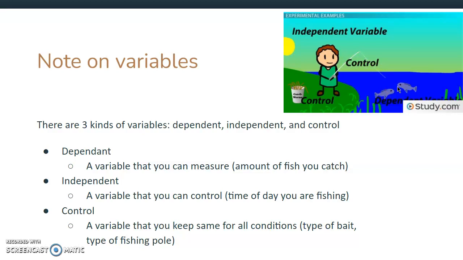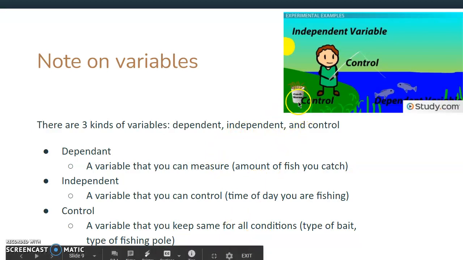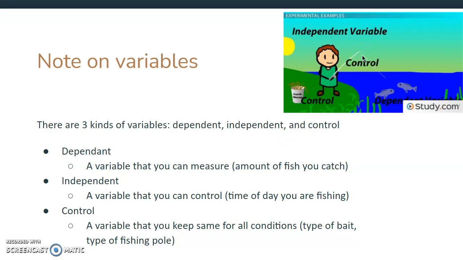So maybe fishing in the morning he gets more fish than at lunchtime, or maybe at dinner time, if a fish hasn't had food all day, they're really hungry. So he's curious how the time of day, his independent variable, the one that he's going to change, will affect how much fish he can get, which is the dependent variable. But as he's changing the time of day, he wants to make sure he's keeping things like the type of bait and the type of fishing pole he's using constant.